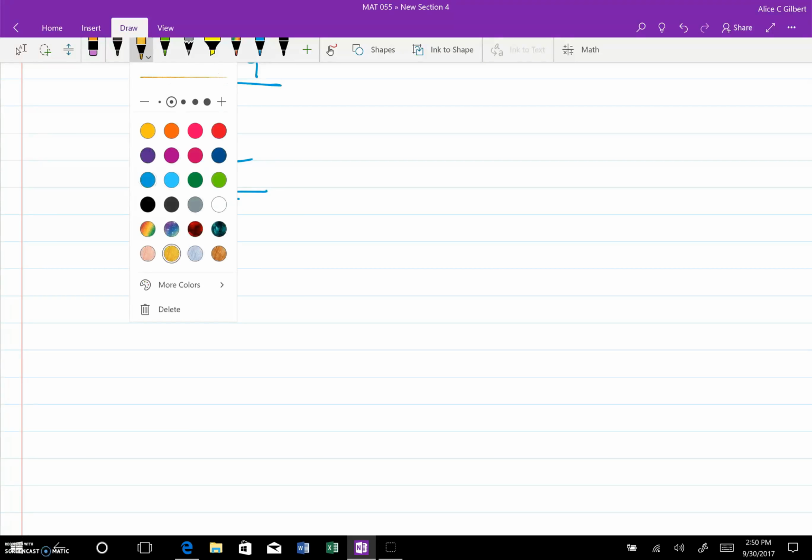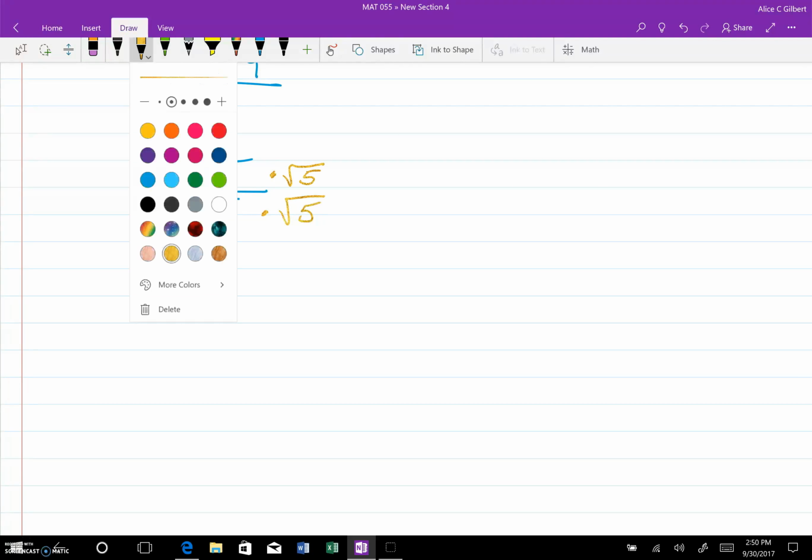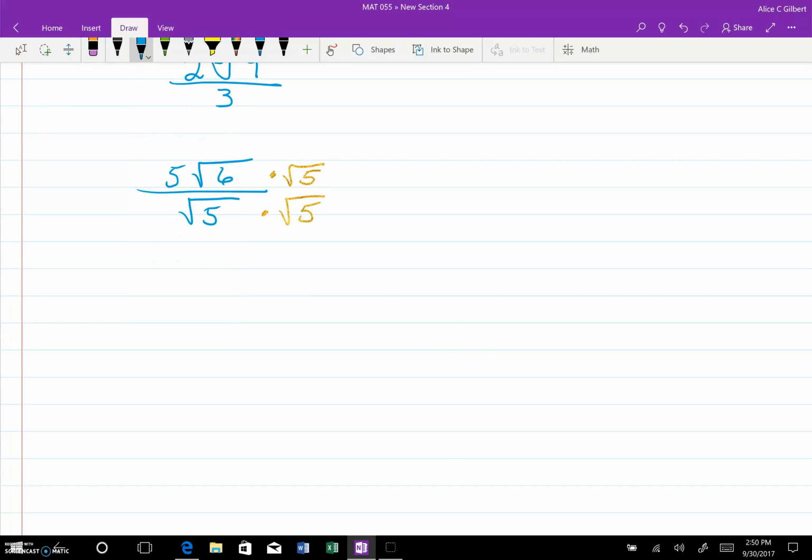Okay, so what do I need to multiply the square root of 5 with? Well, because it's a square root, I'm going to multiply it by the exact same thing. If I do that in the denominator, then I do it in the numerator. Always have to do it in the numerator too. Now I've got the square root of 6 times the square root of 5, and they're both square roots, so I can multiply those. So 5 times the square root of 30 over, and the square root of 5 squared is going to be 5.